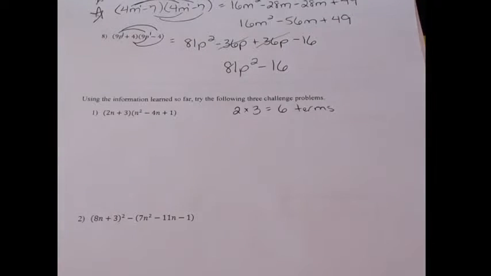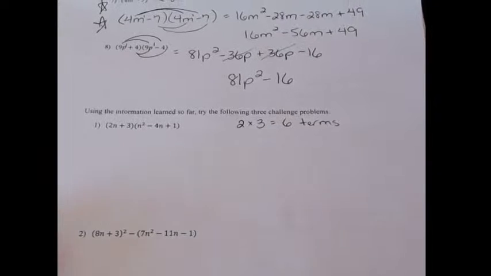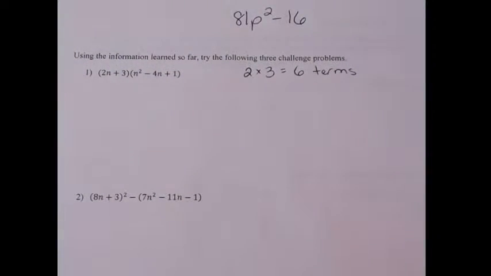If you can combine like terms, you definitely should do that. I want to see how well you understand this concept. Try number 1. Give that a shot. We have 2n plus 3 times n squared minus 4n plus 1. And if it helps, I'm actually going to move this in a little closer. All right? I'm just going to give you a few minutes. When you have the answer, go ahead and type it into the chat.